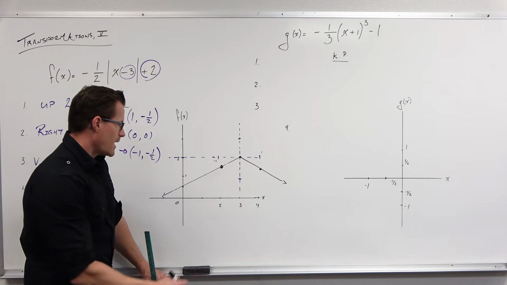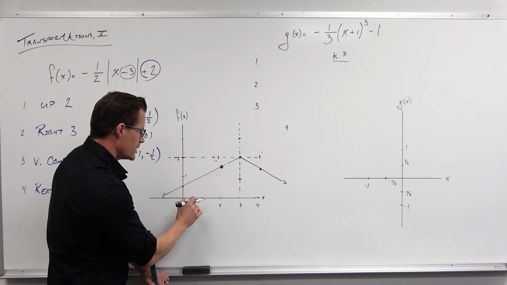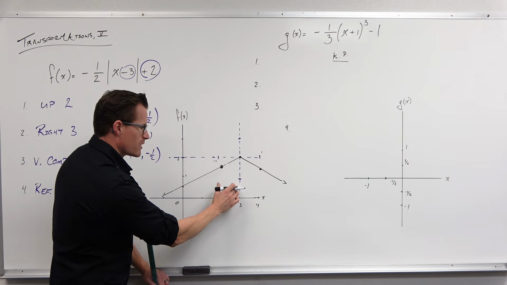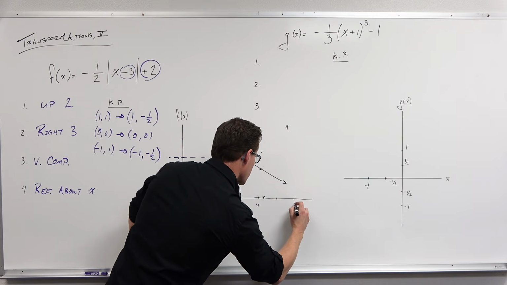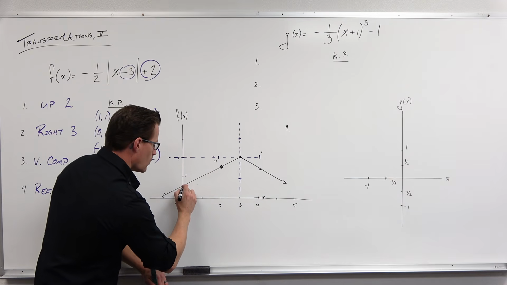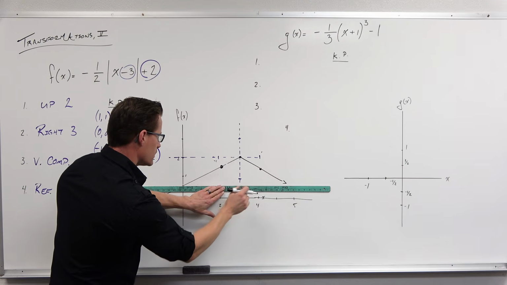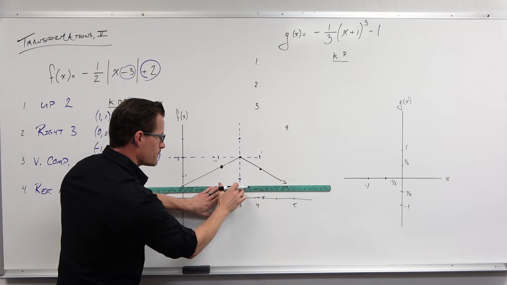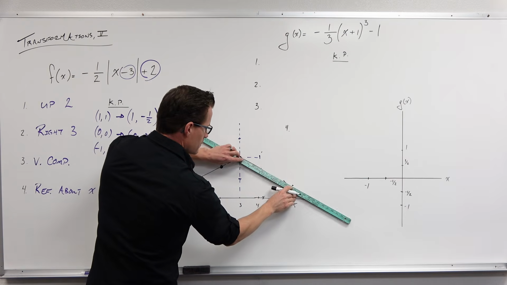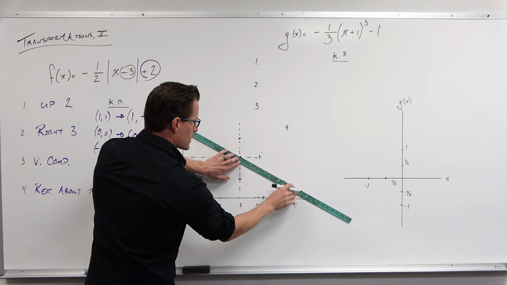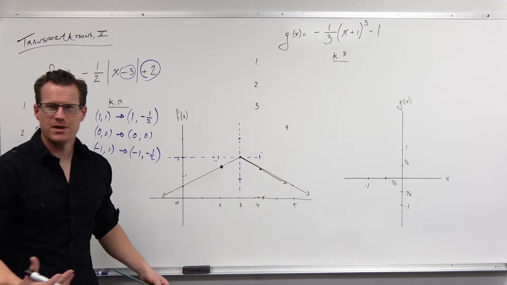Well, if at this level of 1/2, how many units away are we? 1, 2, 3 units away from the axis of symmetry. Then 1, 2, 3 units away from the axis of symmetry on the other side, we'll also have this height of 1/2. So 1, 2, 3, 1, 2, 3. We have a height of 1/2 as well. That gives you the ability to graph much more accurately than just a sketch. That gives you a really nice looking graph for minimal work.